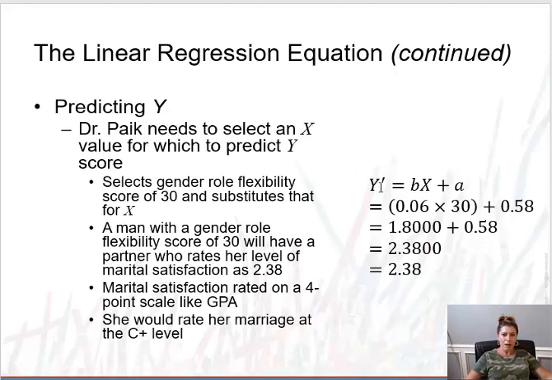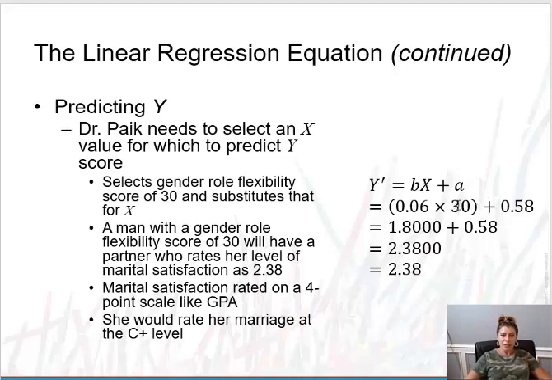So y prime is equal to bx plus a. This is your regression equation. So any predicted value of y is equal to 0.06 times whatever value of x you're trying to predict y from, plus 0.58. So what you're doing literally is keeping this number in here, and just plugging in any value of x you want to find y from.